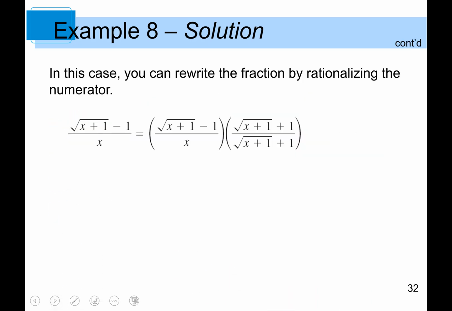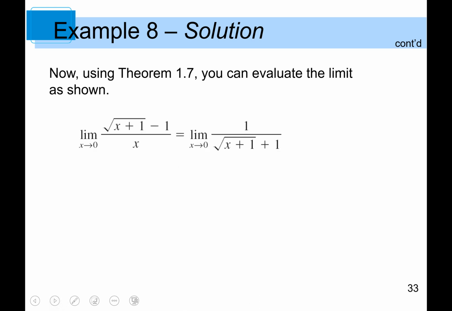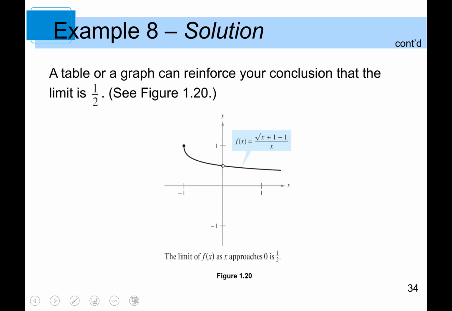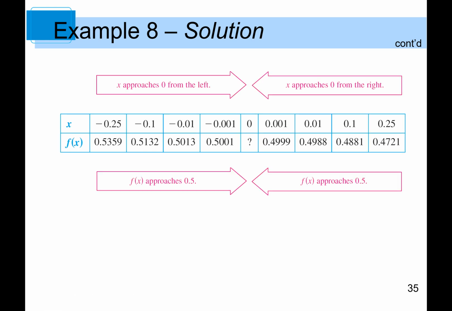Okay. There are just the detailed solutions. And the table and this graph actually reinforce our conclusion that the limit is half. Right? This is half. And that's a graph of this function. You can also create a table like that. As you can see, when x approaches 0 from the left, the limit approaches 0.5, and when x approaches 0 from the right, the limit approaches 0.5. So that's why 0.5, one half, is the limit.